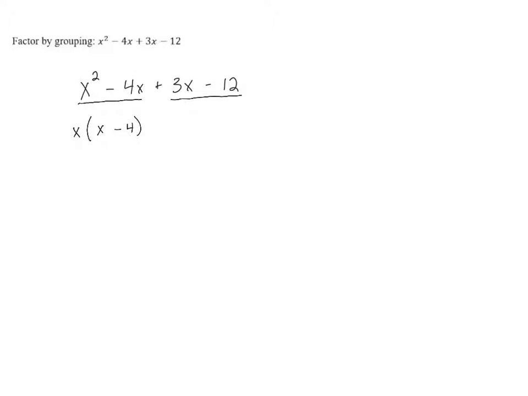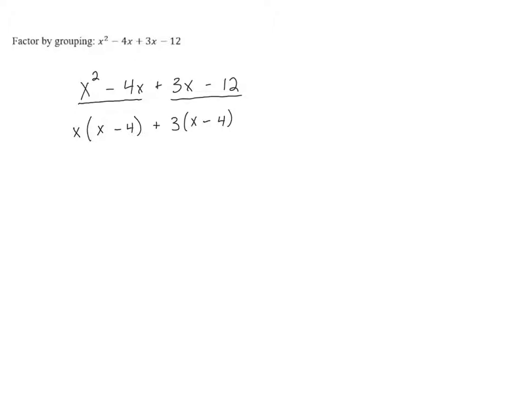So that first group did have a GCF that we could pull out. Let's look at the next group, and we've got a plus in between. We've got 3x minus 12. Well, both of those have a 3 in common, so we can pull out the 3. And then when we pull out the 3, the leftovers are going to be x minus 4, because 12 divided by 3 is 4. So each of these groups we could factor, we could pull out the GCF.